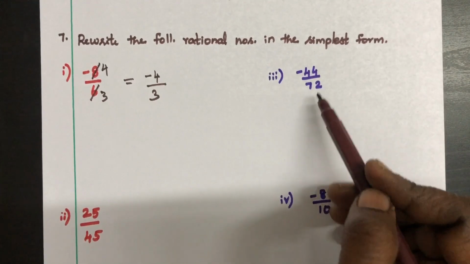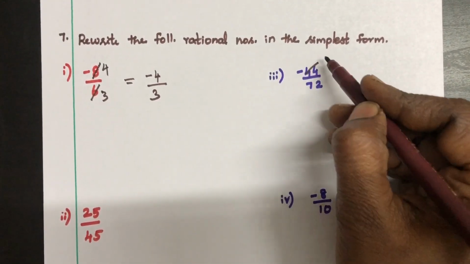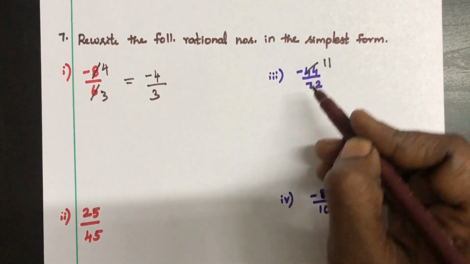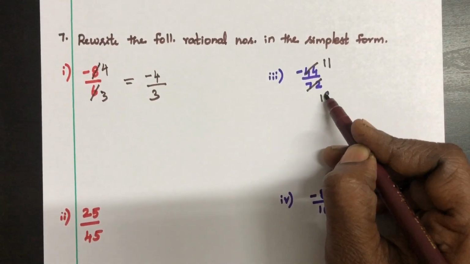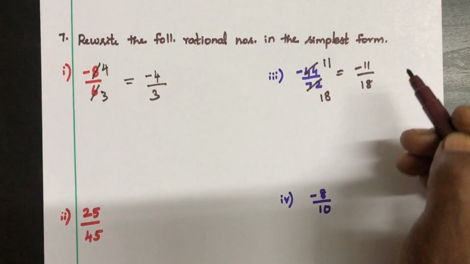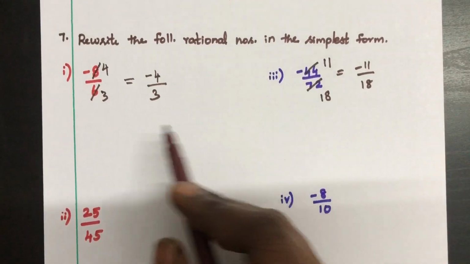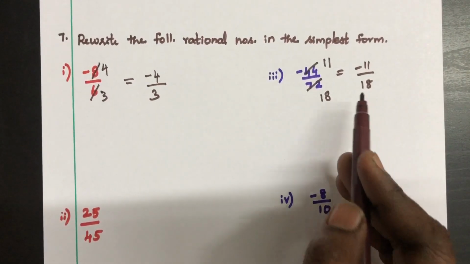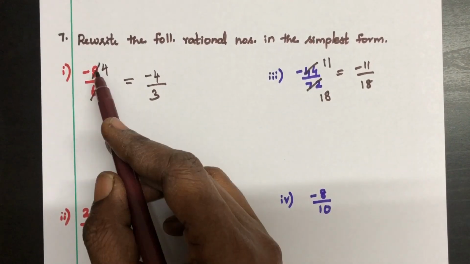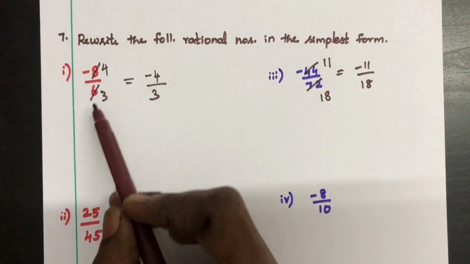Here, the common factor between these two is 4. Using 4, if you divide the numerator, it will be minus 11. This is 1 time, this is 8 times. This is equal to minus 11 by 18. Otherwise, if you don't know how to divide directly like this, find the HCF of both the numerator and denominator, and then using that HCF, you can divide the numerator and denominator.